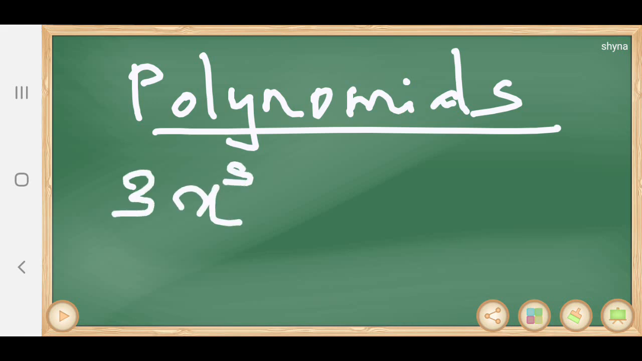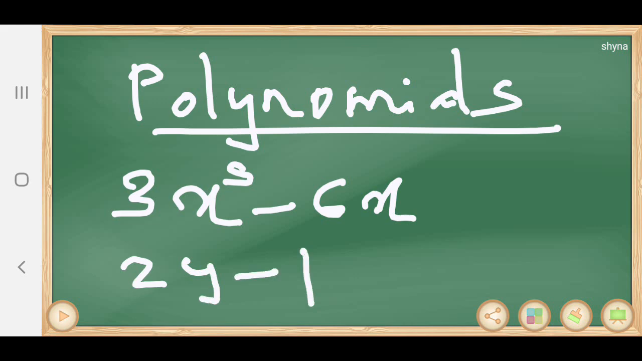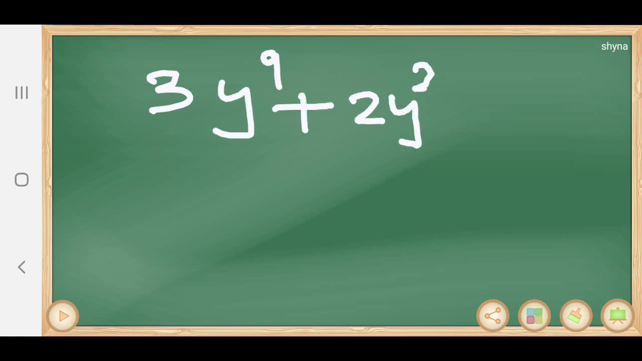3x raised to 5 minus 6x. 2y minus 1. Next one: 3y raised to 9 plus 2y square minus 11. Nothing more, dear children. It should be an algebraic expression.